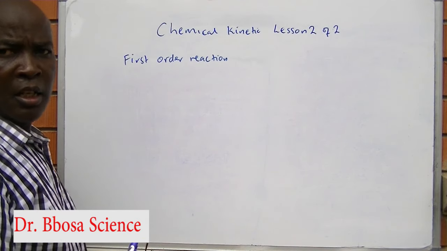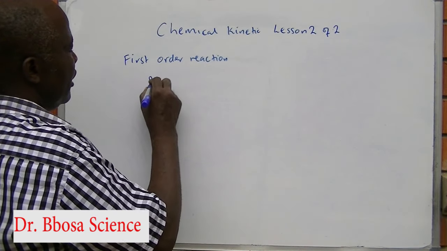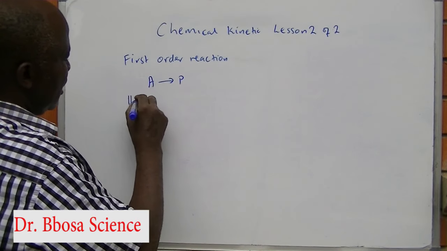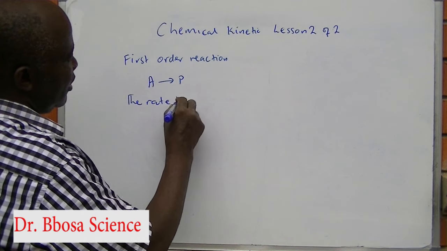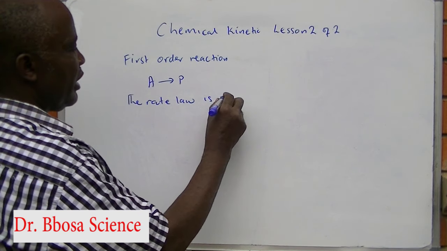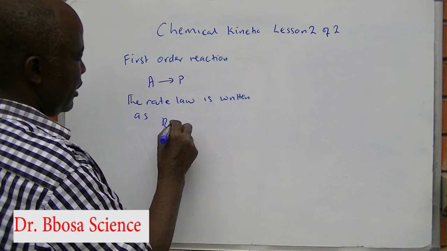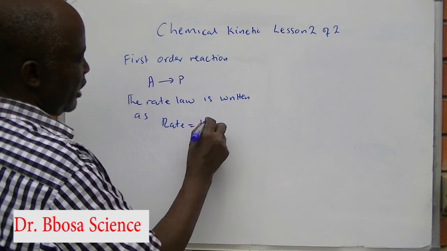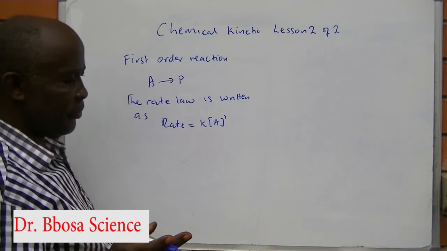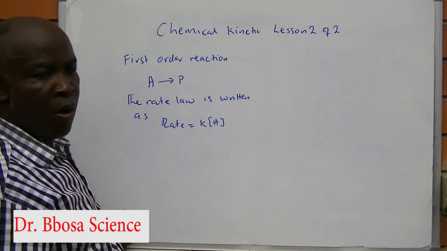First order reaction. The first order reaction, A goes to product P. The rate law is written as rate is equal to K into concentration of A to power 1. But any number to power 1 is the same number, so we don't need to put power 1.